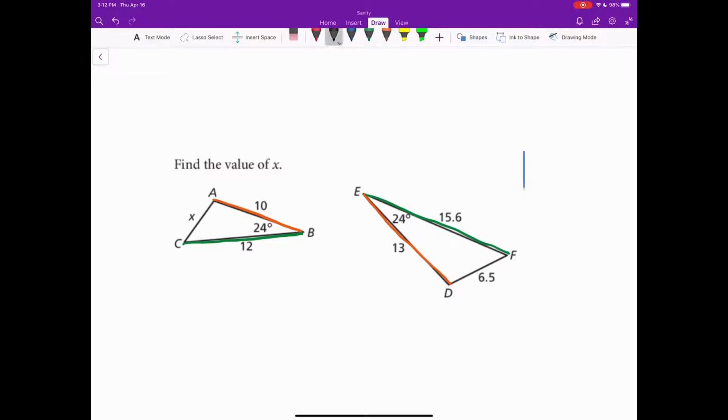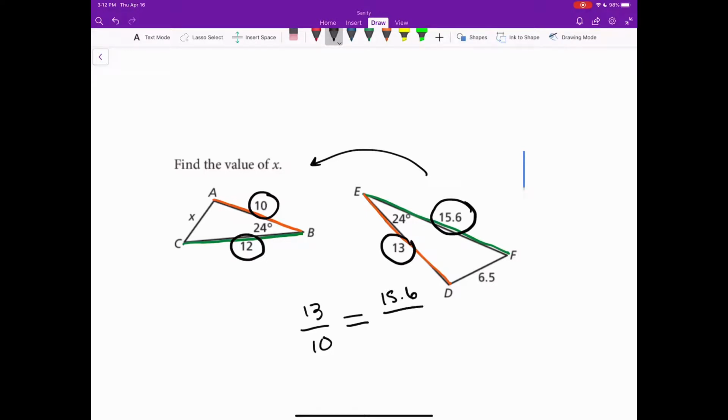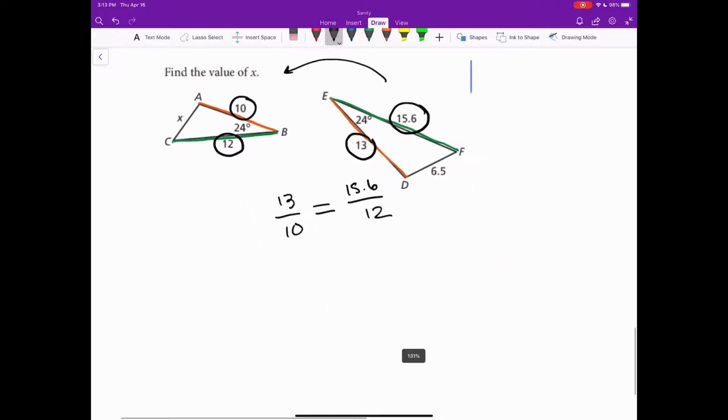Let's set up proportions between these two sides. And I'm going to go from the big triangle to the little triangle. So I'm going to say that 13 over 10, my smaller side to my smaller side, this ratio has to be equal to the ratio from my bigger side to my big side here, right? So 15.6 over 12. And are those ratios equal?